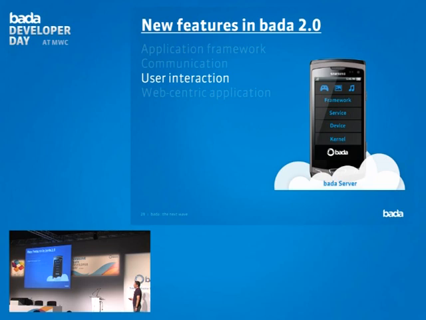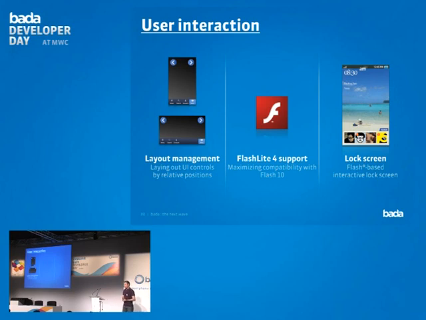Okay, next type is user interaction. As you may know, in bada we have this tool called UI Builder, which you can use to graphically design your UIs. We improved that by a sort of automatic layout management or improved layout management. So this helps you a lot in aligning all your icons and controls on the screen, and it also helps you when you change orientation.